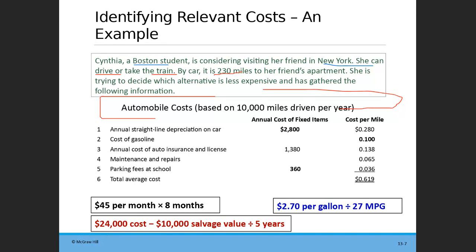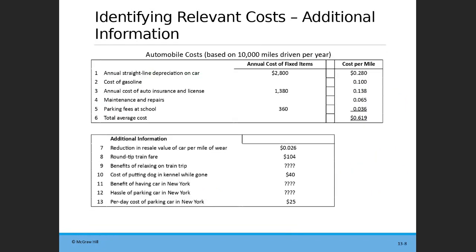We've got straight line depreciation, both total and as a per mile cost, cost of gasoline, cost of insurance and a license, maintenance and repairs per mile, 65. The more we drive, the more it costs. Parking fees and per mile. Total average cost, 61.9 cents per mile. And here's how we calculated that. Straight line, 45 per month, based on a salvage value. These are our little calculations.